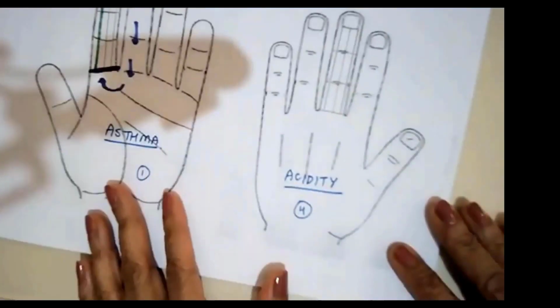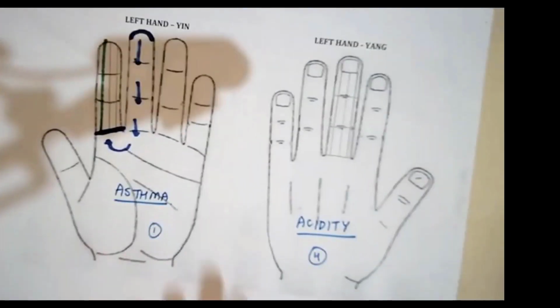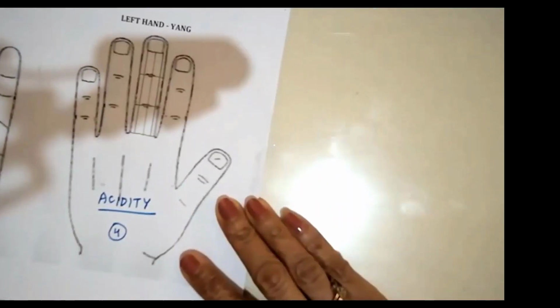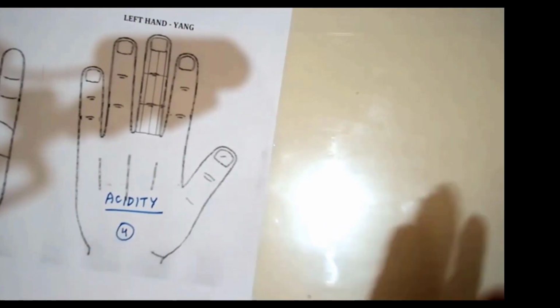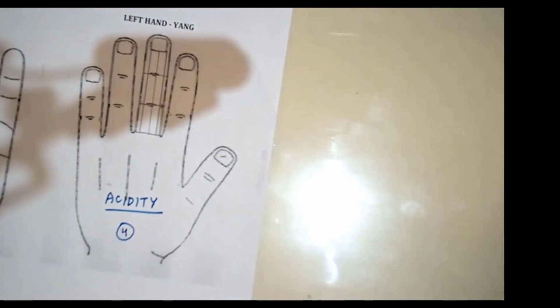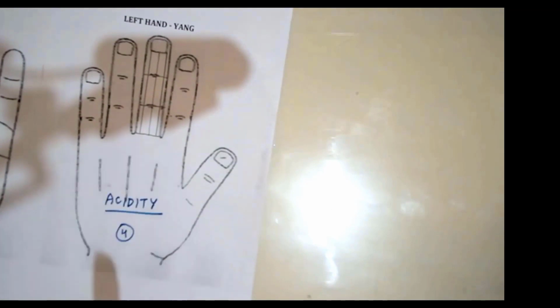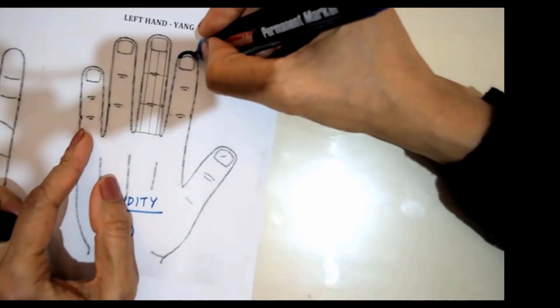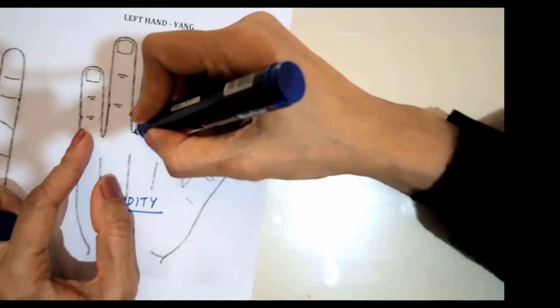acidity. Now, for acidity, what do we do? Acidity is basically that the energy flow in the stomach is too much. We need to reduce the energy flow in the stomach. Because the stomach meridian is on the yang side, I've taken the yang hand. On the yang side, the energy flow, if you remember, is from the arm to the leg. So the energy enters from the arm and goes into the leg.